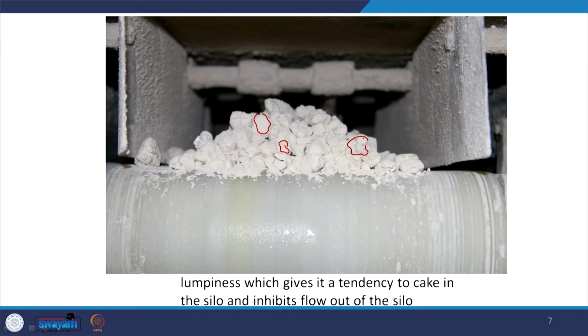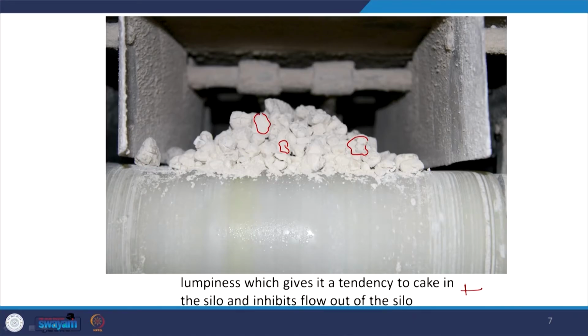Even when you are trying to measure something with a spoon or such, if it forms cakes or lumps, it's difficult to measure. That's what I guess they are trying to say, and it inhibits the flow out of the silo. So that's something to keep in mind. But this is for lime or hydrated lime.